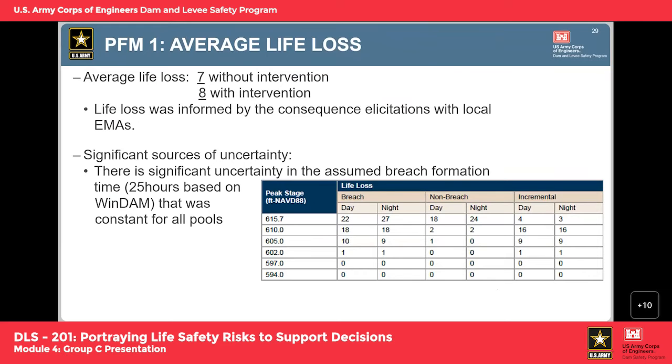Hey, Jamie. Got a quick question. Can you hear me? Yes. Okay. So what was the plan for intervention on this one? I'm just curious about the ungated spillway, what the plan was, or if you guys talked about it at all.